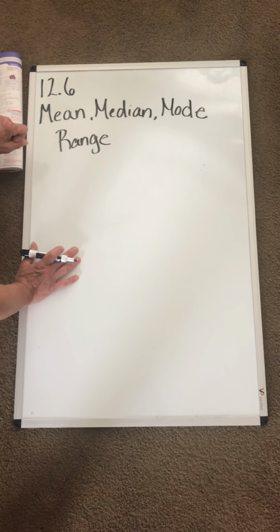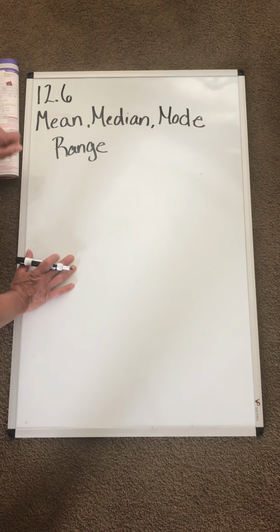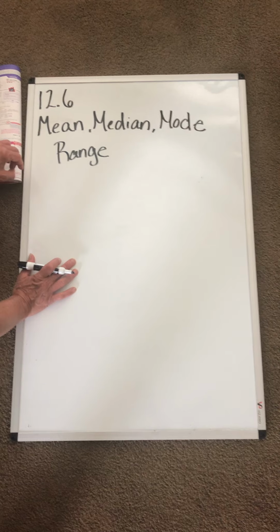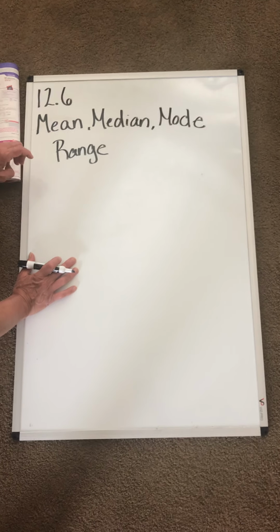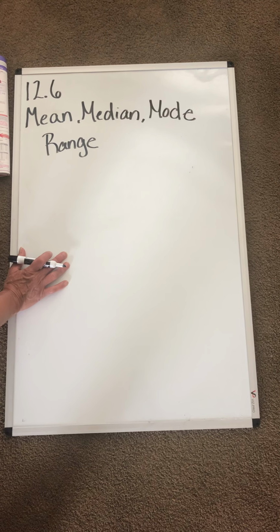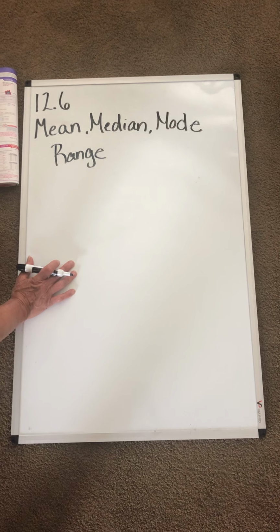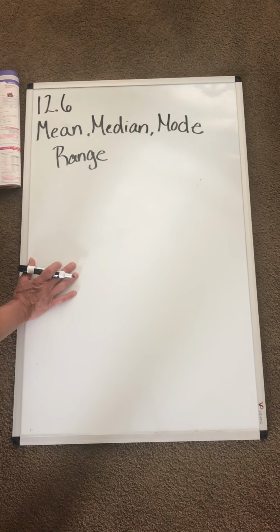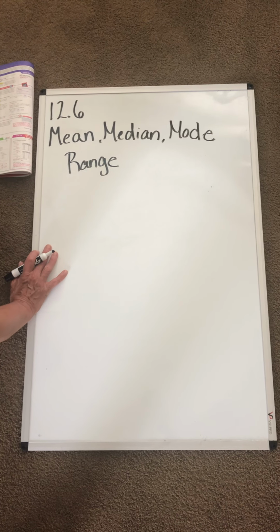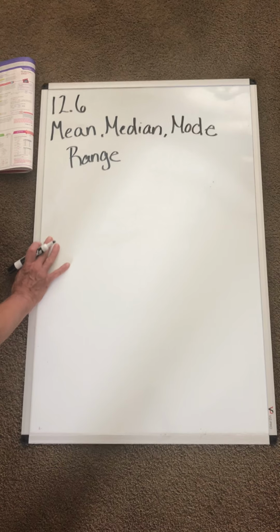The mean is the sum of the data items divided by the number of data items. The median is the middle value when the data are written in order. If the number of data items is even, then the median is the mean of the 2 middle values. The mode is the data value or values that occur most often. And then the range is the difference between the highest and the lowest value in that data set.